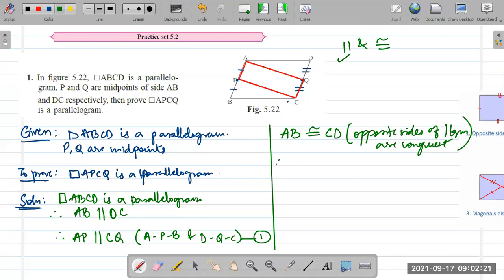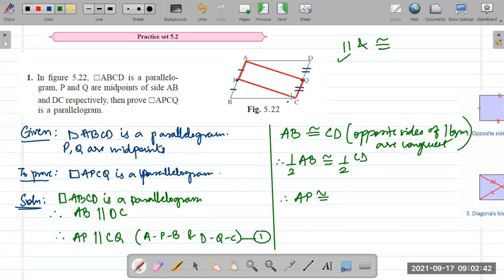Okay, therefore half of each side will also be congruent to half of the other side, correct? What is half of AB? Half of AB is AP. Okay. So what can we say? AP is congruent to CQ.